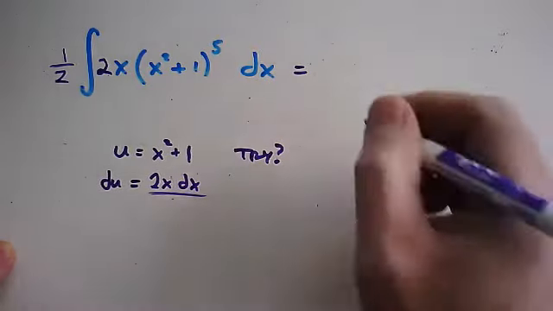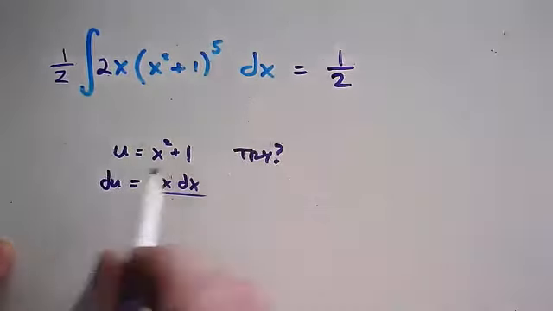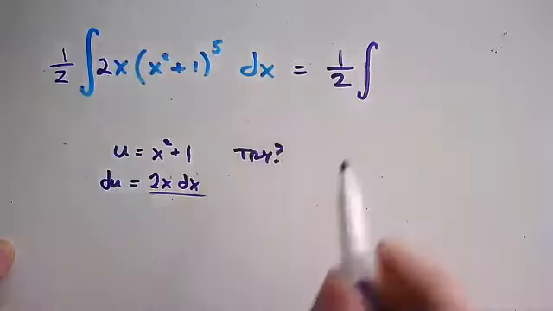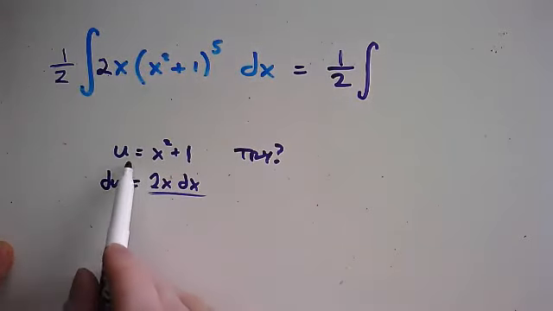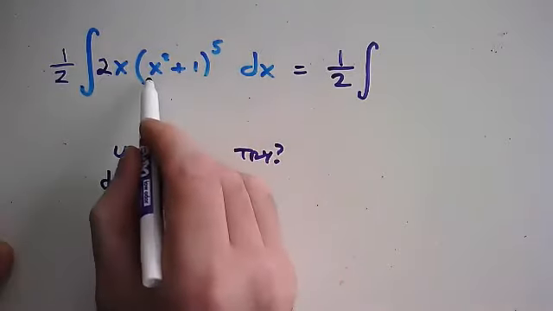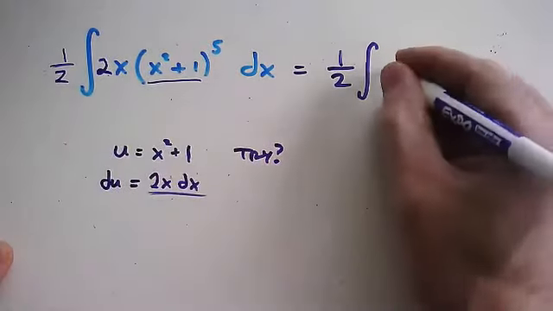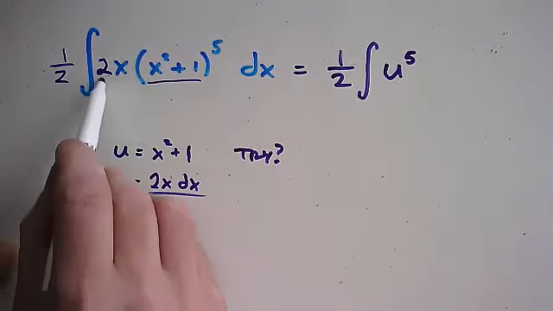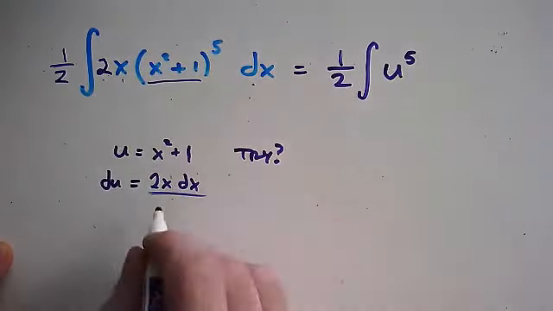All right, so if I do that, then what I have is 1/2 times the integral. Now I'm going to switch it over to u's. So u is x squared plus 1. There's my u. So I'd have u to the 5th power. And now I've created this 2x dx, so that's my du.